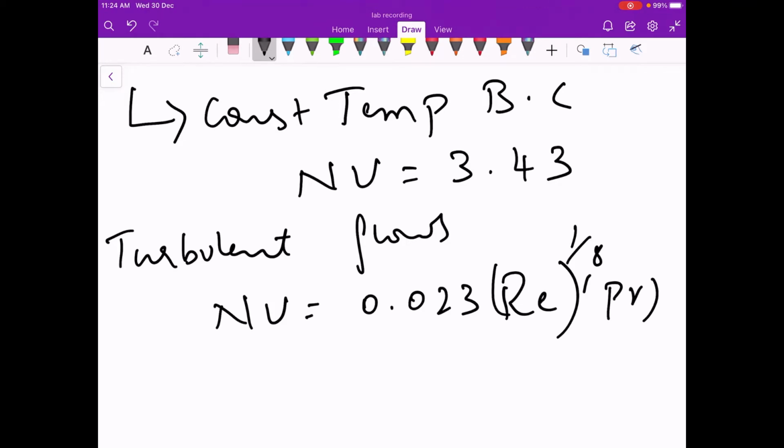Are you able to understand, guys? Prandtl number to the power of 1 by 3. So please try to check this. Yeah, almost it is correct. Yeah, it is for a turbulent flow, it is this one only.